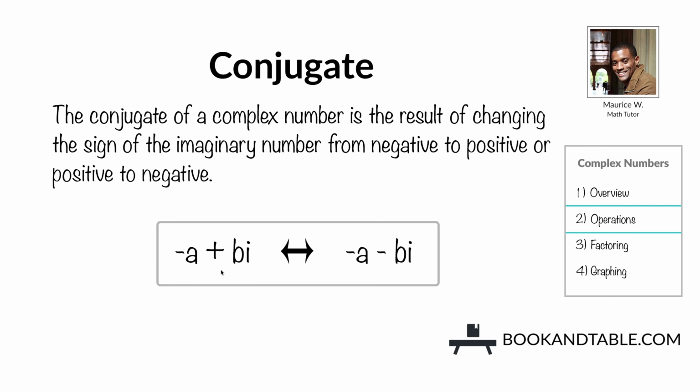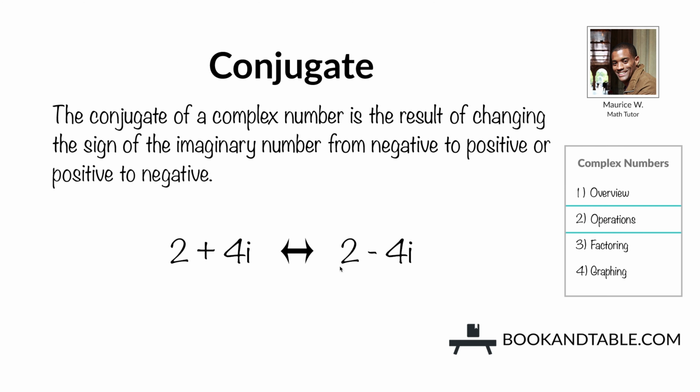So the real number is left alone, but the sign of the imaginary number changes. This is also true if the real number is negative. The conjugate of a complex number with a negative real number, you keep that same negative real number and you switch the sign of the imaginary number. So let's say we had 2 plus 4i. The conjugate, you want to switch the plus to a minus, giving you 2 minus 4i. If you have negative 2 plus 4i, the negative 2 remains the same, but positive 4i becomes negative 4i.